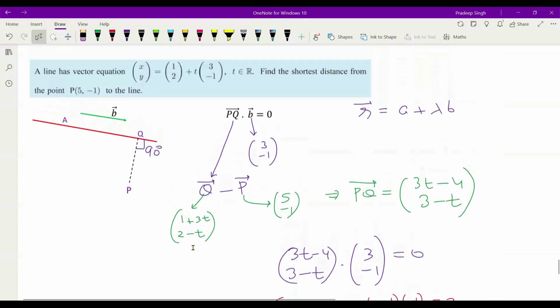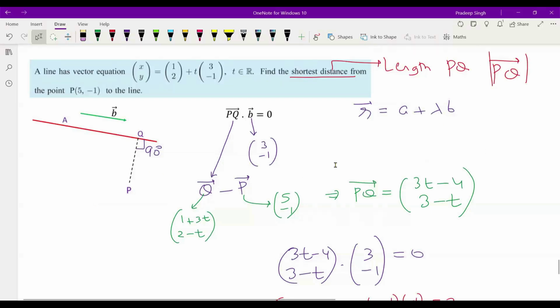Let's go back to the question. We were supposed to find the shortest distance. In this diagram, what is the shortest distance? It's the length PQ. So the answer to this question, the shortest distance, is we need to identify the length PQ. So for that, you need to identify the vector PQ first, and then we will take the magnitude of it.